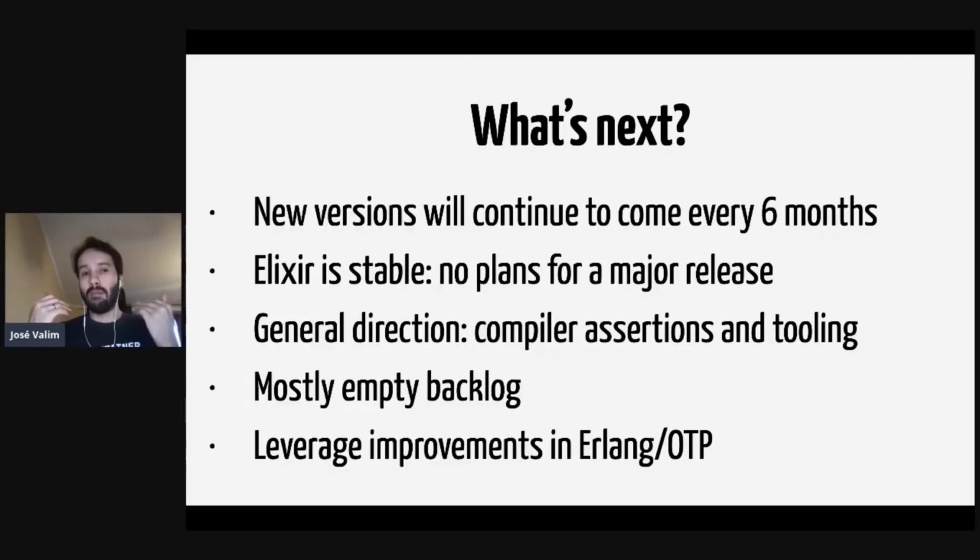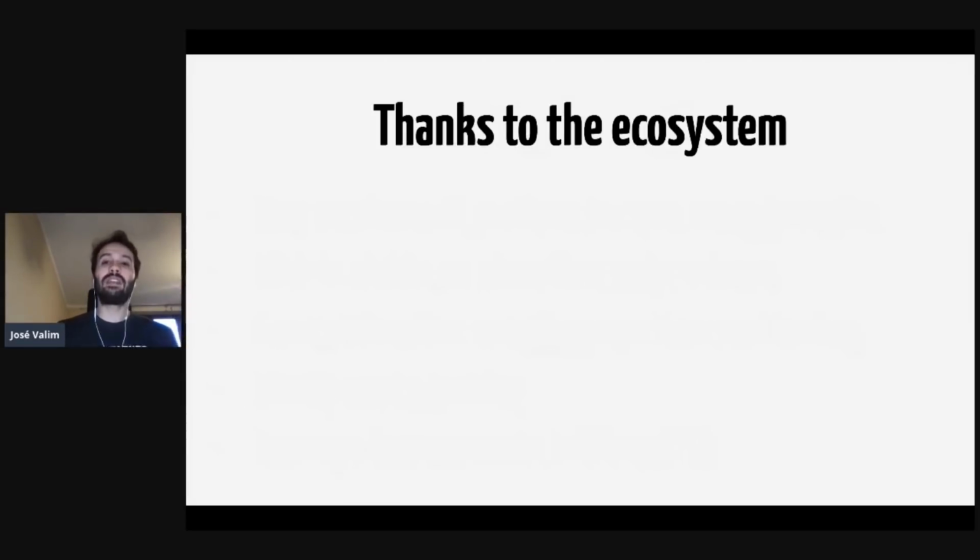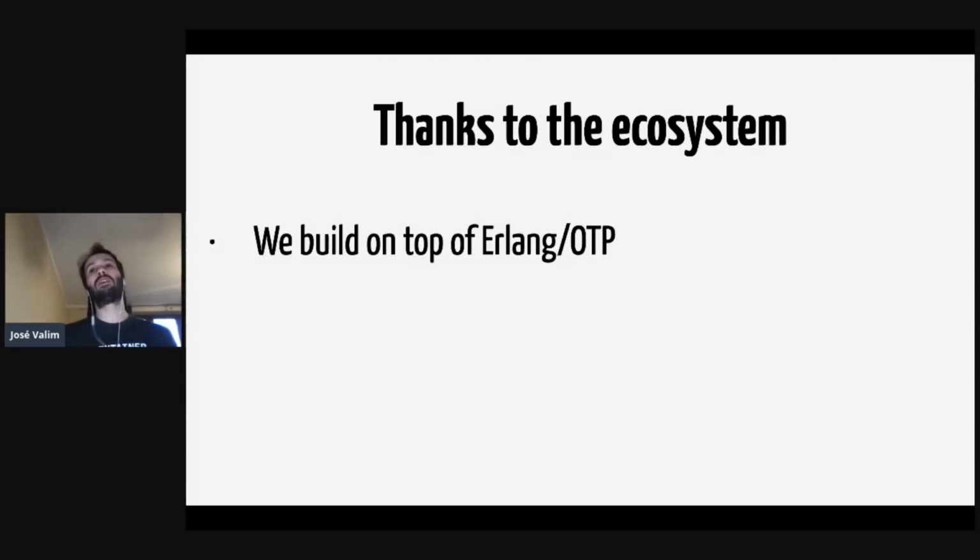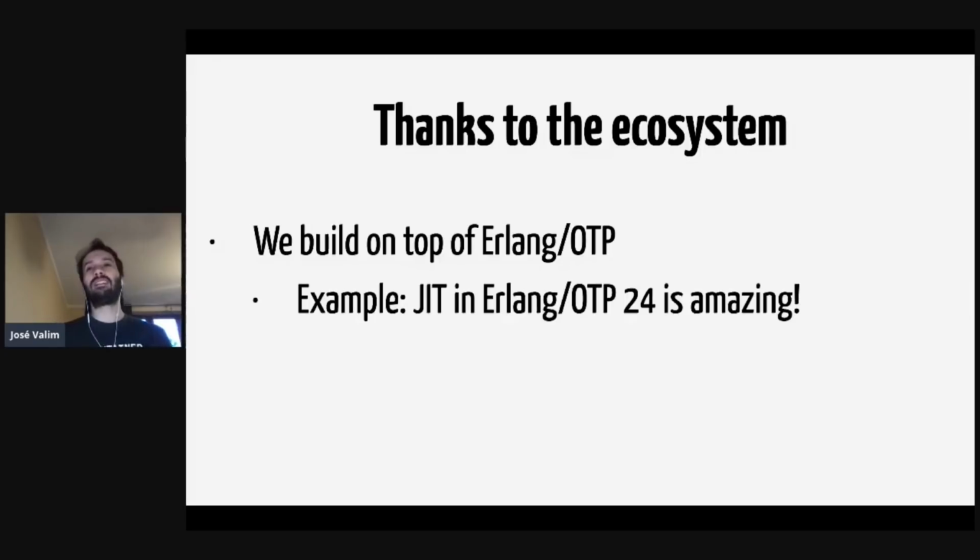And this brings me to the next point, which is the reason why we can afford to be stable, to have a mostly empty backlog, is thanks to the ecosystem, right? We build on top of Erlang OTP, and really the bulk of the work, the Herculean effort, is happening on Erlang OTP. So all the performance improvements that we see, making the VM more efficient, the new features related to distribution, to the process model, it's all happening there. Okay, and as an example, the just-in-time compiler that came with Erlang OTP 24 is amazing. For me, everything is easily 33% faster, but often more. So it's just fantastic, right?